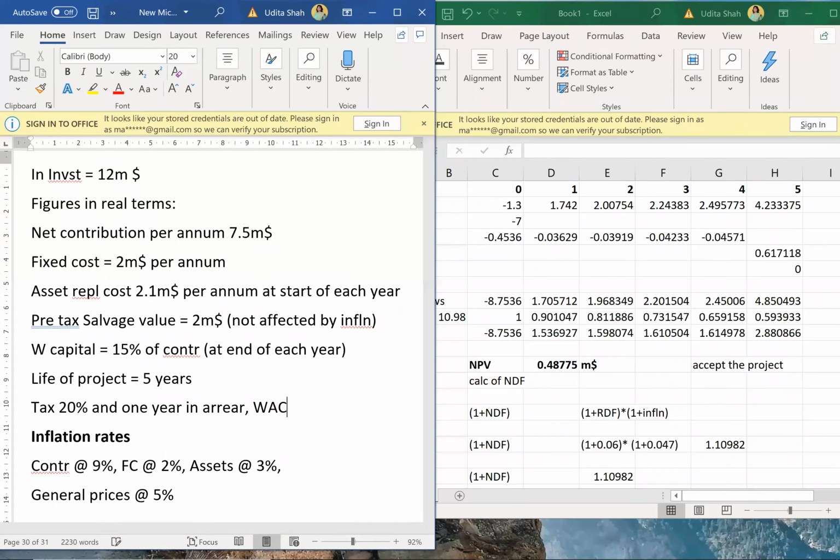WACC is 7%. So do it now. Calculate the NPV. Do this sum right now. We have 25 minutes on our hand. Calculate NPV.